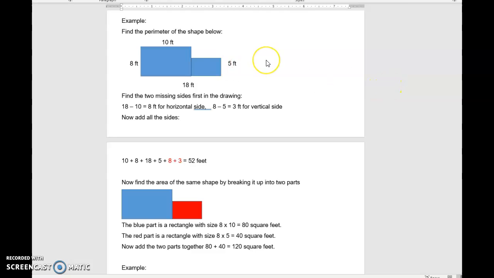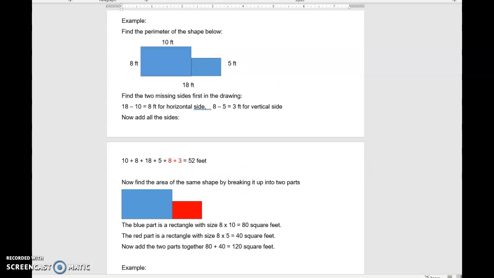Now here's another example of an irregular shape. Basically, what you just did in your book was you found the perimeter of your irregular shape by finding the lengths of your missing sides. I have this side missing and I have this side missing. So this particular part would be 18 minus the 10. This little part is going to be 8 minus the 5. I found them the same way as I did on the previous example in your book.